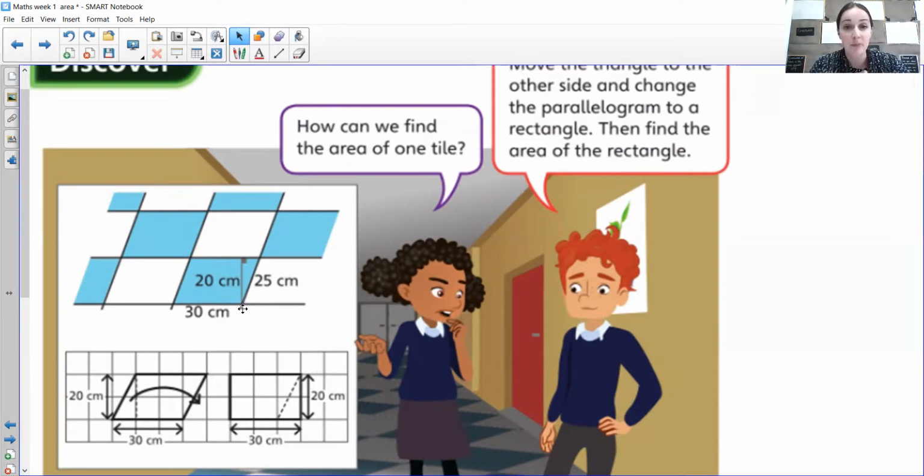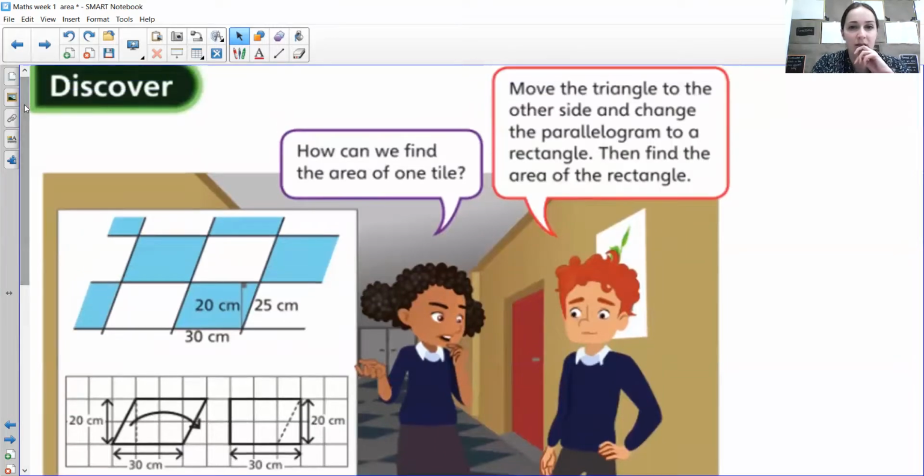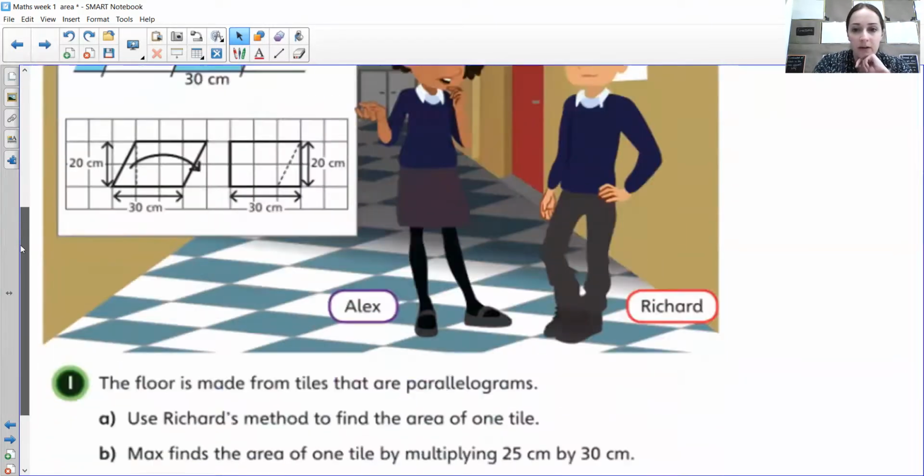Okay, so perpendicular is at a right angle. So when 2 lines meet at a right angle. Okay, so the perpendicular height is from the top of the parallelogram to the bottom, and that is 20 centimetres. So guys, they've measured 3 different things for us. Interesting. I wonder if we'll need them all.